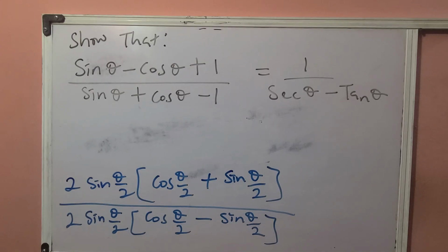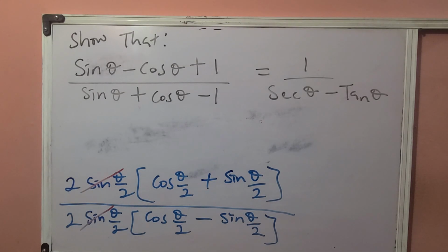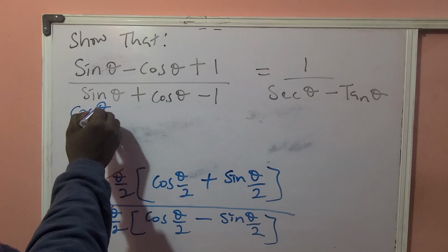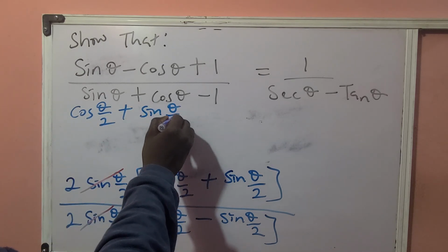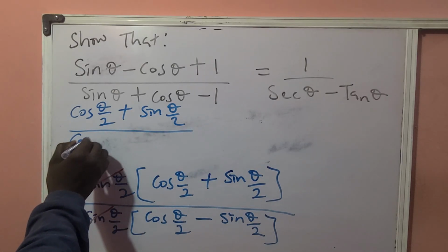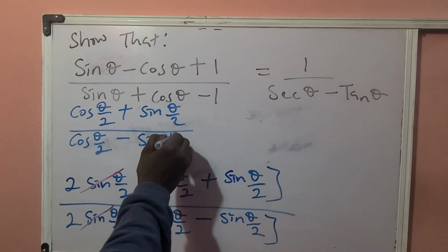So from what we can see here, it's obvious that we can cut these two versions, the upper and the lower, because they are both the same thing. So what we're left with is cos theta over 2 plus sine theta over 2, over cos theta over 2 minus sine theta over 2.